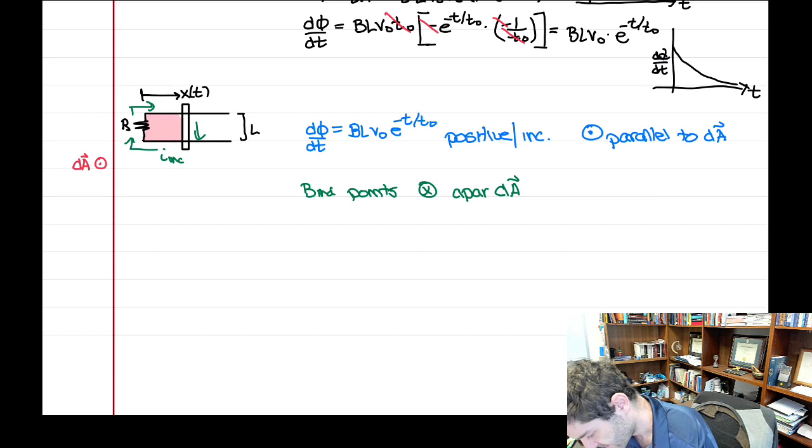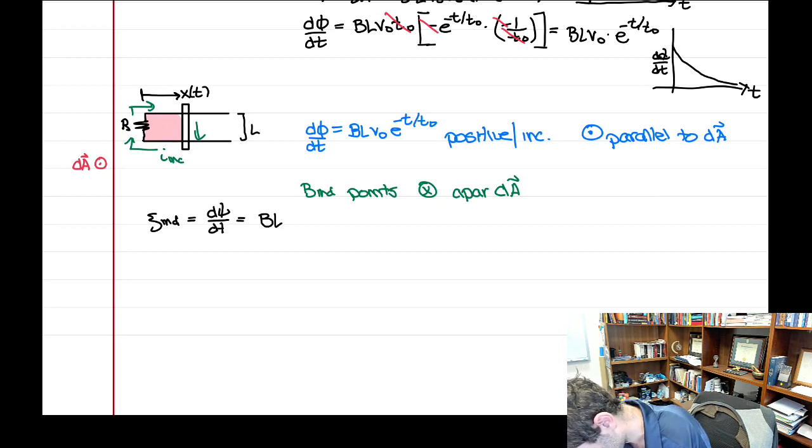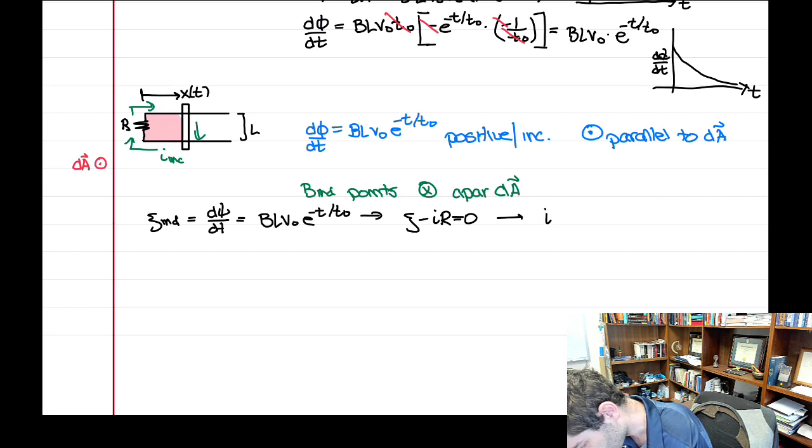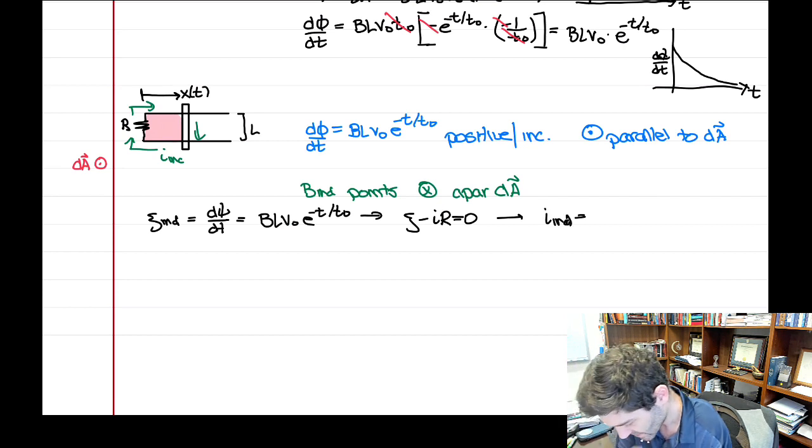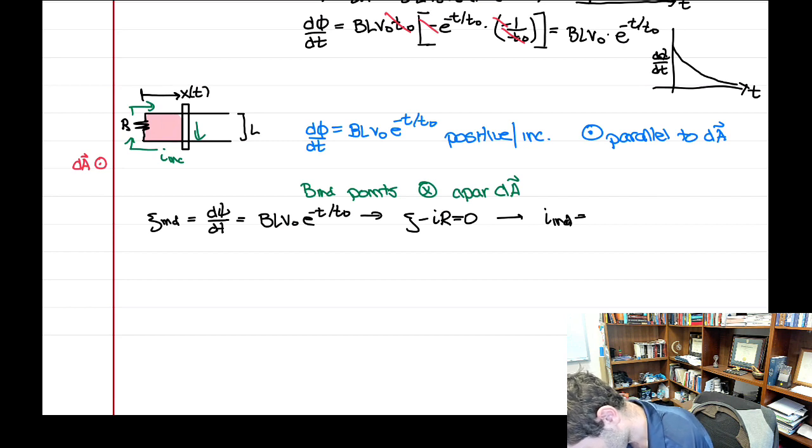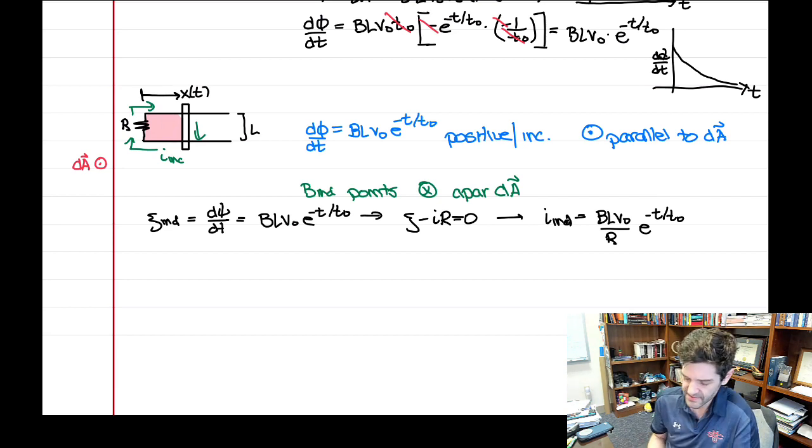Now, the induced EMF, which in magnitude is just the time derivative of the flux, we have worked out to be BL V naught e to the minus t over t naught. And again, the simple circuit looks like induced EMF minus I times R equals 0, so that the induced current is, in this case, equal to... make sure I'm not calling two different things R. We have that out front, and then an e to the negative t over t naught. It exponentially decays. That kind of makes sense.